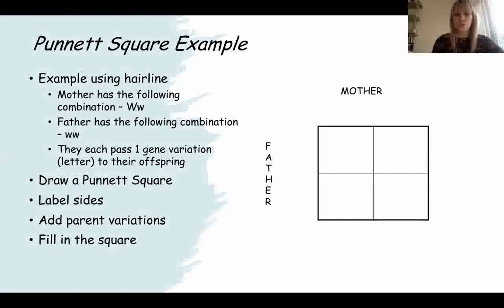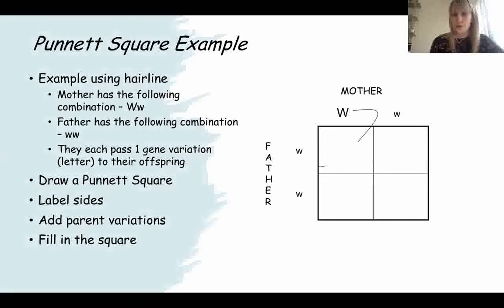The first thing you do is draw your Punnett square, as I've done on the PowerPoint. Then you label the sides, the father and the mother. You put each allele that they have to give to their offspring. The mother has a capital W and a small w to give. Those are the gametes that are going to form. The father has two small w's as gametes, the alleles that he can possibly give to his offspring. Then you add the parent variations, which is what we've just done, and then you fill in the square. Just as they stand there, you put them inside.